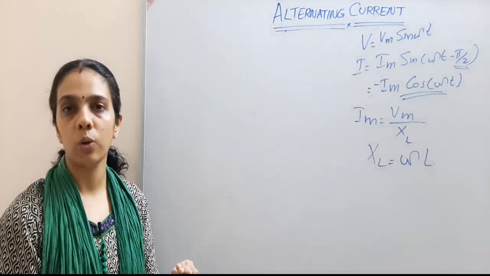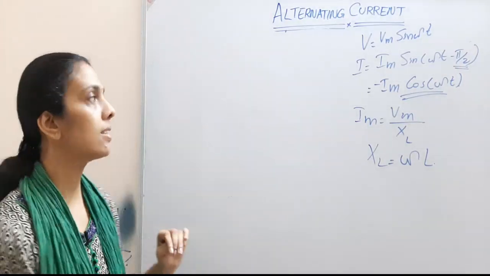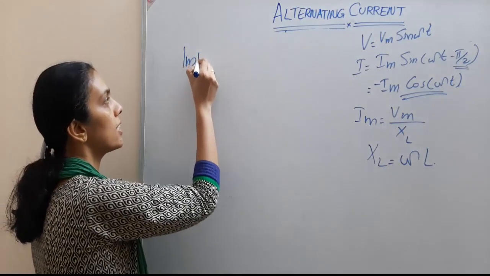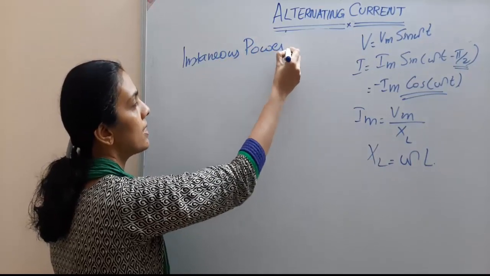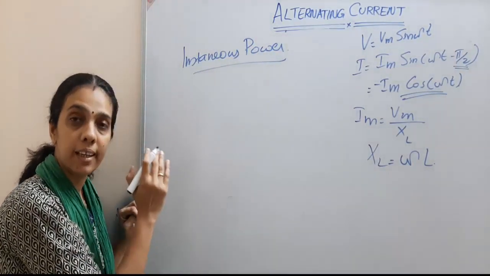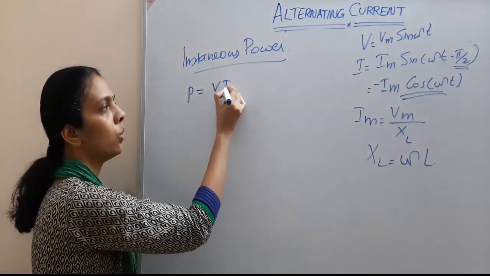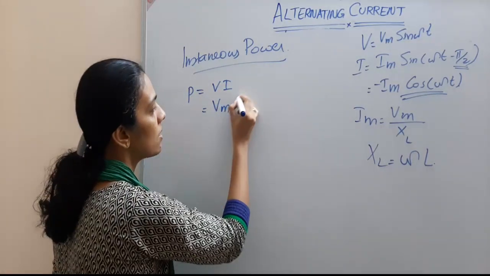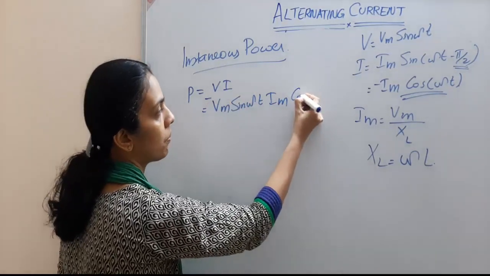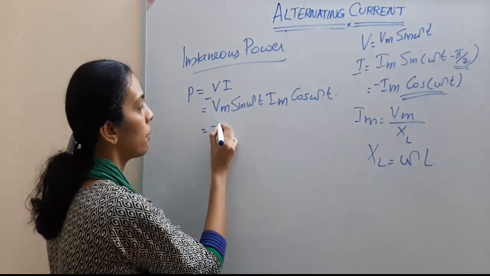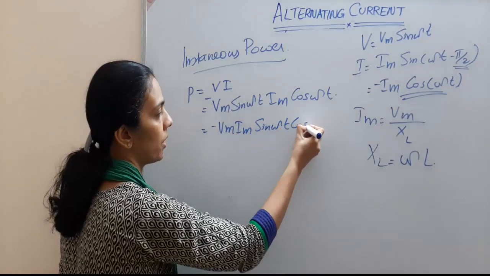Today we are going to find out the power. What will be the instantaneous power dissipated in an AC circuit if it is connected to an inductor? Power P equals V into I. Therefore, Vm sin omega t into minus Im cos omega t, which is minus Vm into Im sin omega t cos omega t.